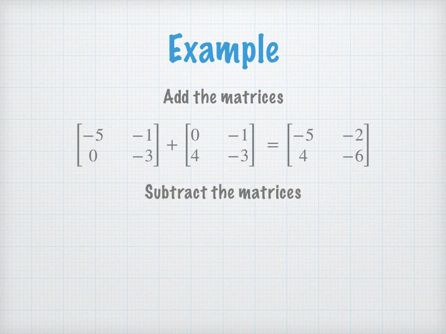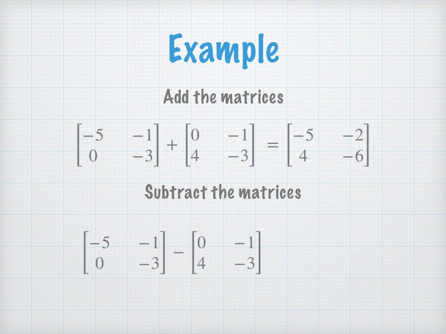I could also subtract matrices. So I could subtract these two matrices. Again, I'm going to subtract position-wise, so -5 minus 0, -1 minus -1, 0 minus -4, and -3 minus -3, giving me -5, 0, -4, 0, reading them going row by row, going left to right.